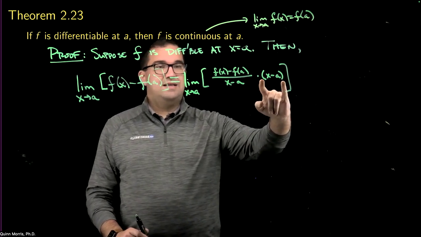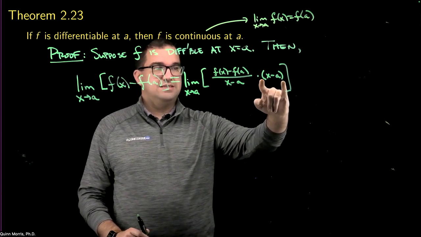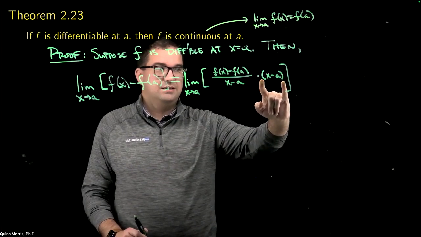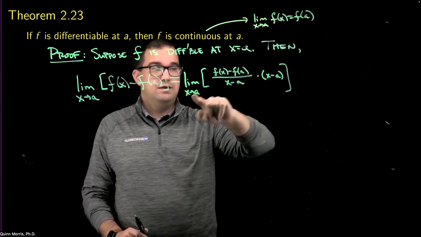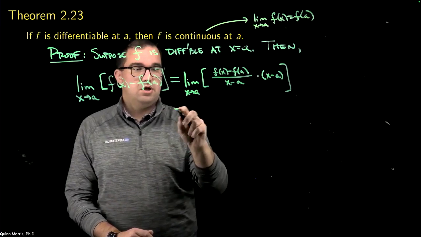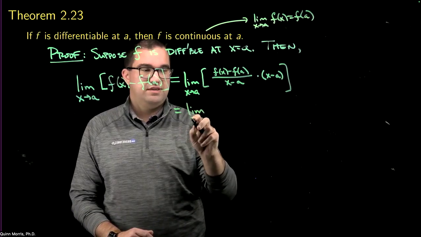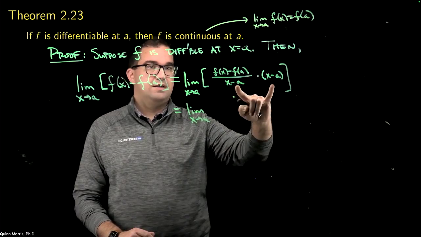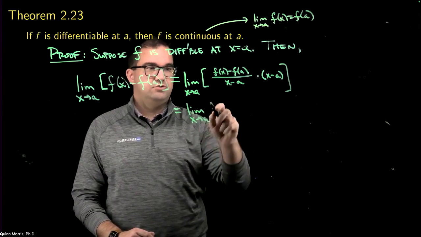I know that the limit as x approaches a of this exists. This is just a polynomial, right? It's a linear function in x, so it's continuous, right? And so I can just plug in here, x is equal to a. And so because the limit of each piece exists, I can rewrite the limit of this product as the product of the limit of each respective piece.